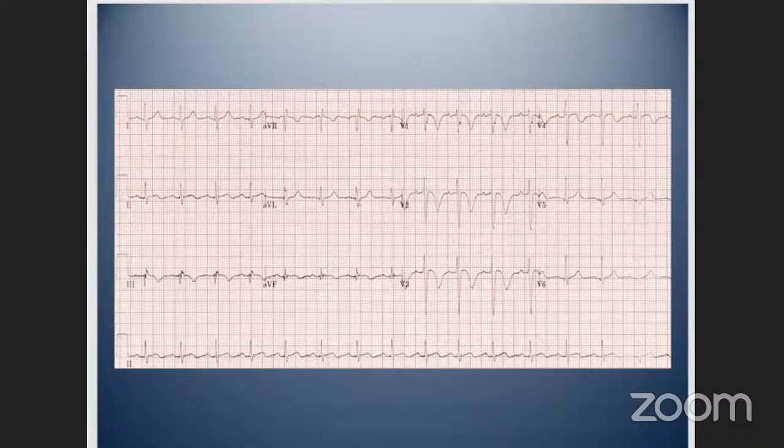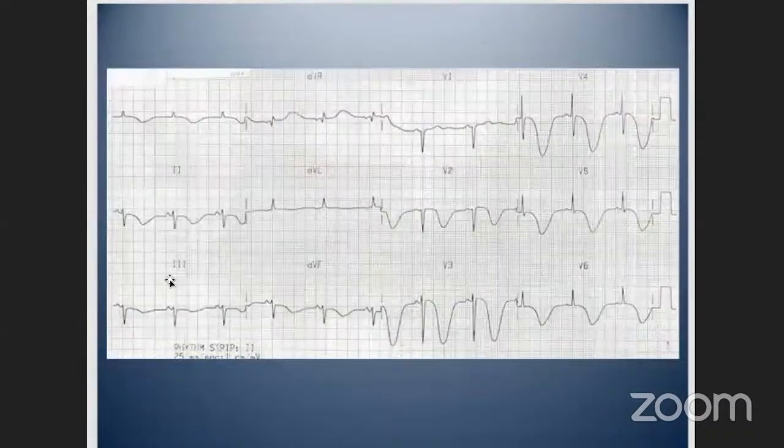And also we have our S1, Q3, T3 pattern. So that's the S wave in lead 1, the Q wave in lead 3, and the T wave inversion in lead 3 as well. So that's quite specific for pulmonary embolism. A lot of people say that it's not very sensitive for pulmonary embolism, and yes, that is correct, but it is a bit more sensitive than what we have previously thought.